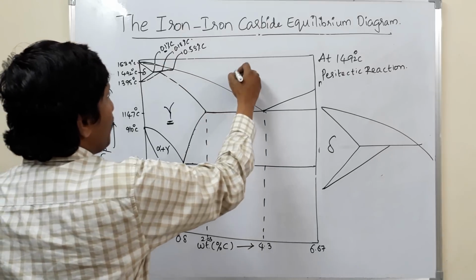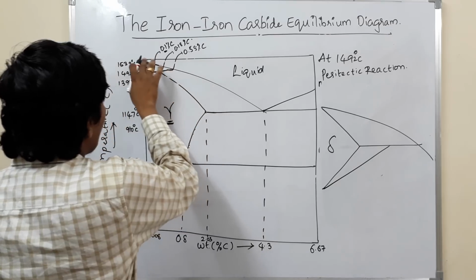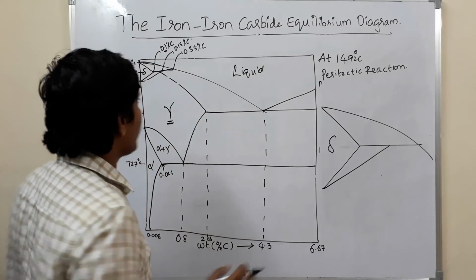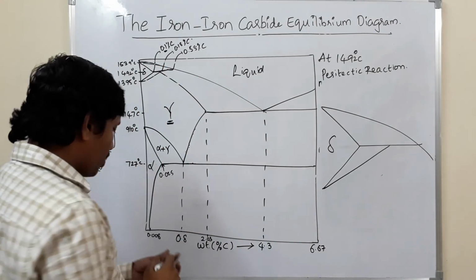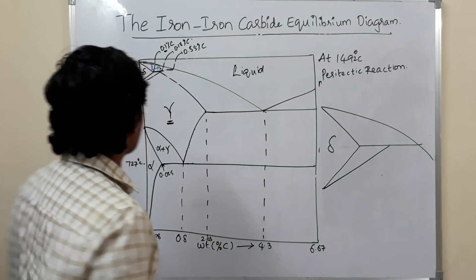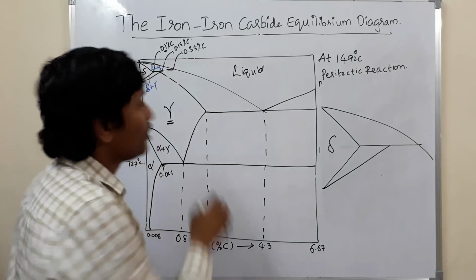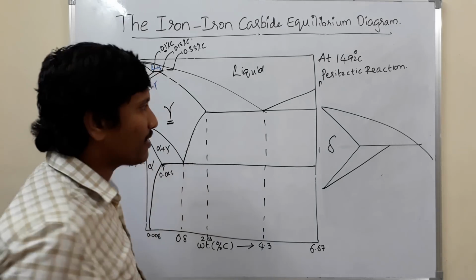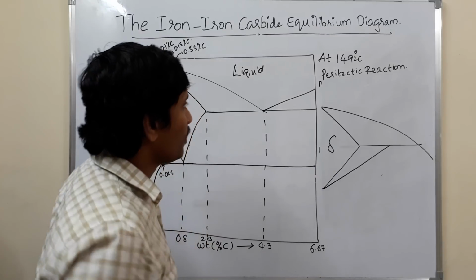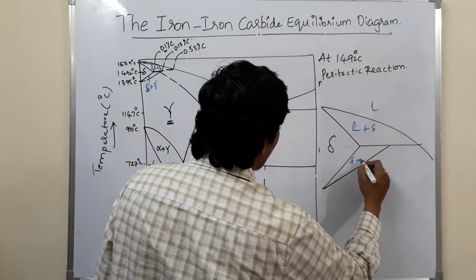This is pure liquid. All the phase over here is above 1539 degrees centigrade, that is the melting point of iron. All the phase over here is liquid. This portion is liquid plus delta, and this portion is delta plus gamma. Let me say clearly about these phases. This is completely liquid. This is liquid plus delta. This is delta plus gamma.